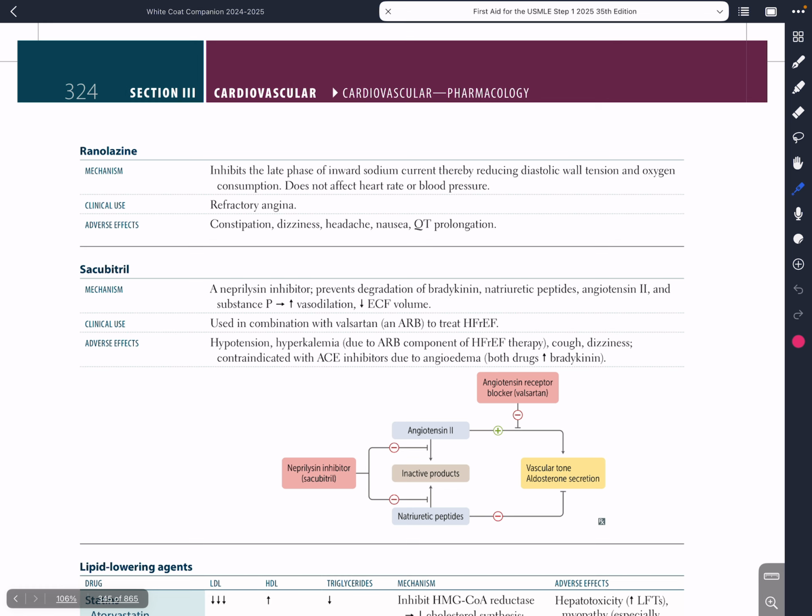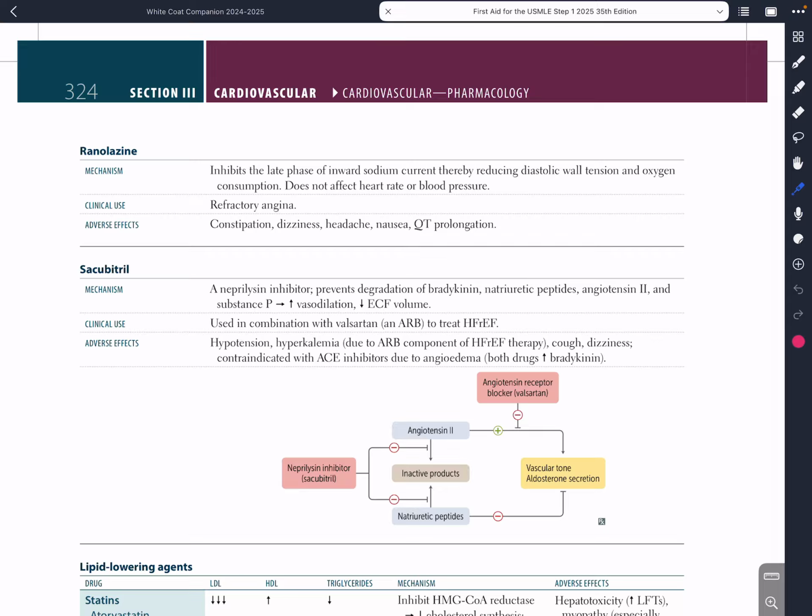Moving on, the next medication is ranolazine. Its mechanism is that it inhibits the late phase of inward sodium current, thereby reducing diastolic wall tension and oxygen consumption. It does not affect heart rate or blood pressure. So ranolazine can be safely given in patients with low blood pressure.